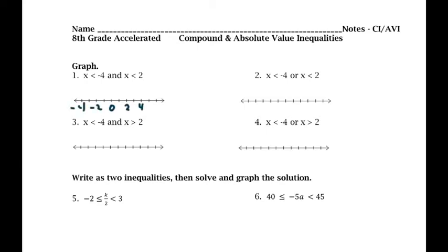Okay, for number 1, you just need to make your number line. And so the first one says x is less than negative 4. So I'm going to put an open circle on negative 4. I'm going to go to the left. And so all of those numbers are less than negative 4.